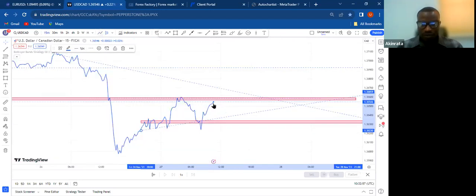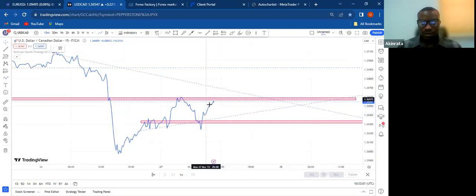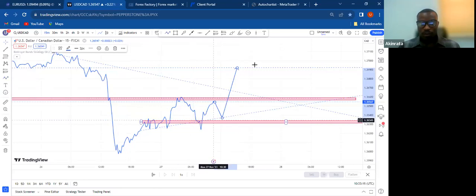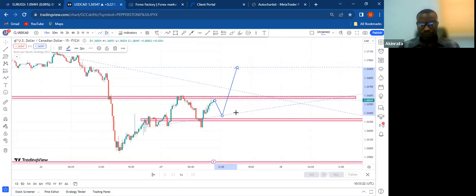But we don't have any structural break. This needs to be broken, this one, or this. Okay, so let's take this needs to be broken. So we need something like this. Tap, move to this. So this is the move I'm looking for on UCAD. A sell to buy scenario is what I'm looking for on UCAD.